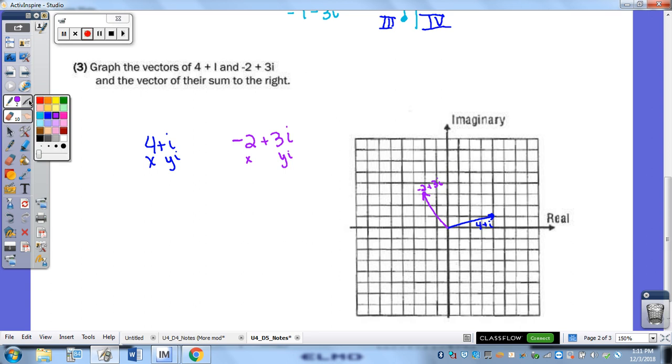And then they want me to graph their sum. Well, the easiest way to graph the sum is to figure out what the sum is. So I'm going to add them together. So 4 plus a negative 2 is 2. i plus 3i is 4i. So I'm going to go to the right 2, up 4. And there's what they're looking for as far as the graph. They didn't ask us to find the magnitude or anything this time. They just purely wanted us to draw the graphs of them.